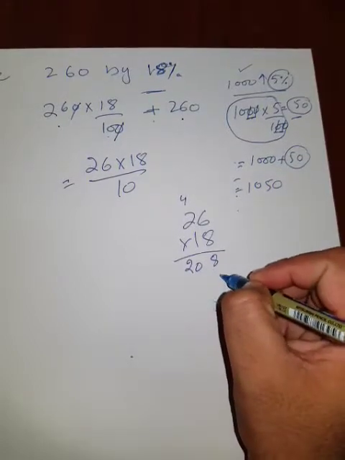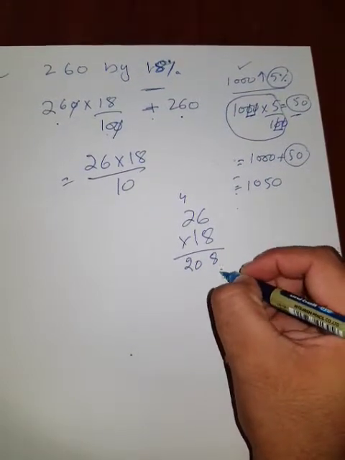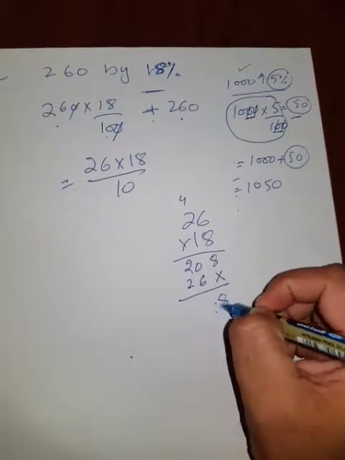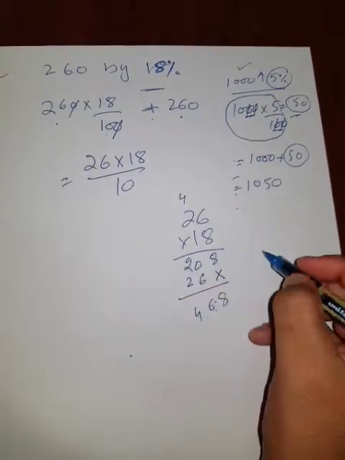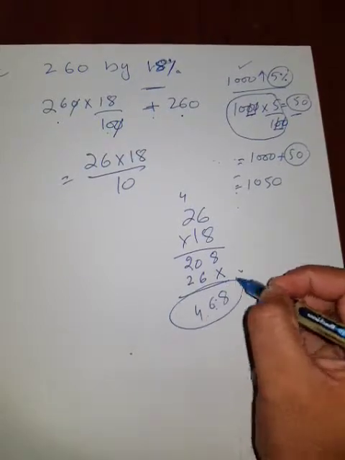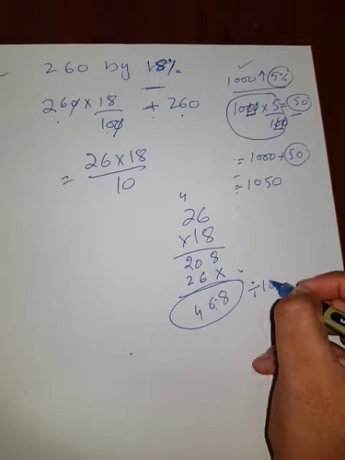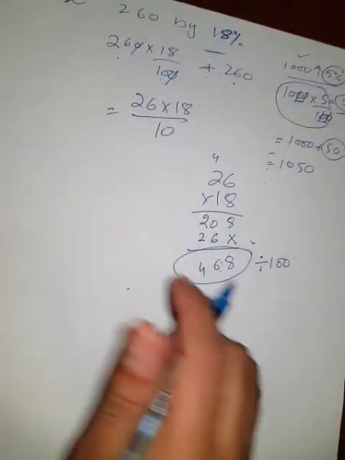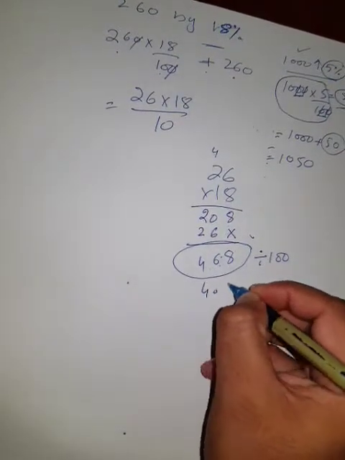Now I'm going for the next number. So I should do what? I should put x here. 1 times 6, 6. 1 times 2, 2. 8, 6 and 4. So 468 is half of my working till now, because I still have to do division by 100. So when I divide this by 100, I'm going to get 4.68.